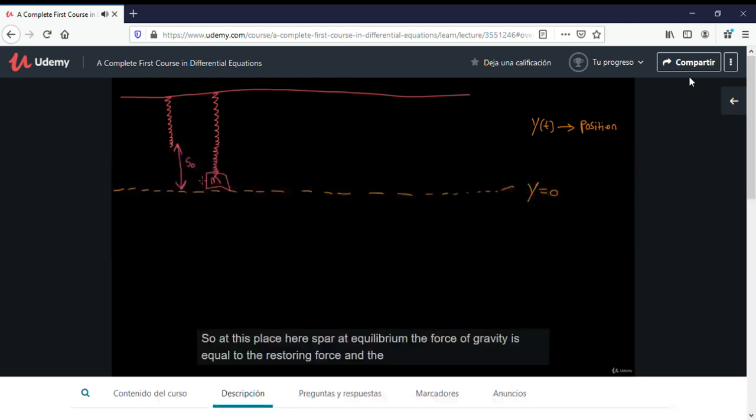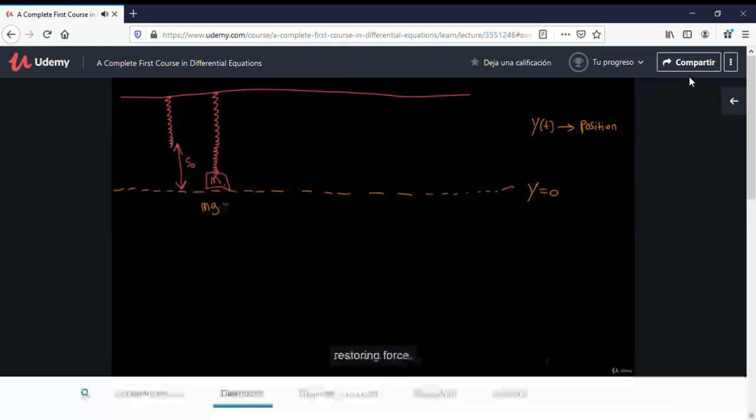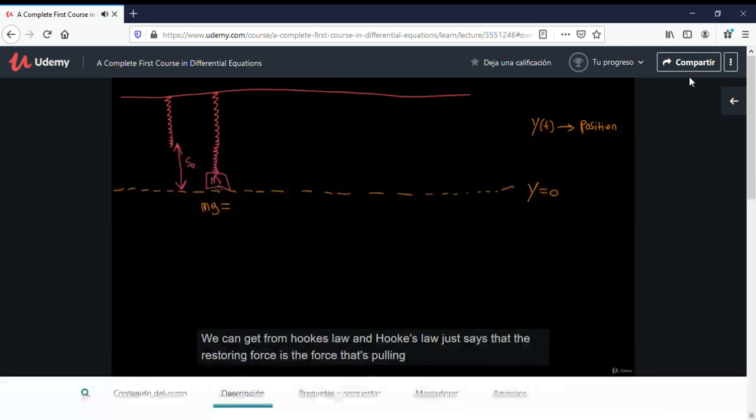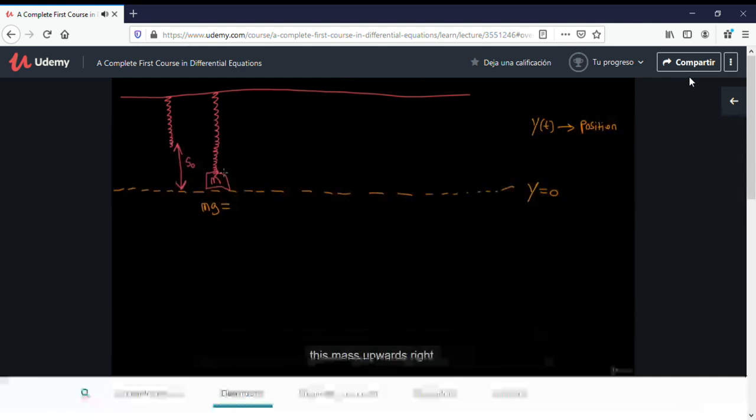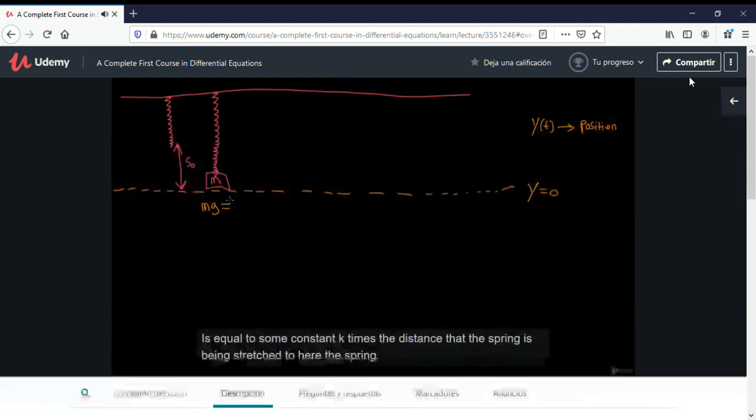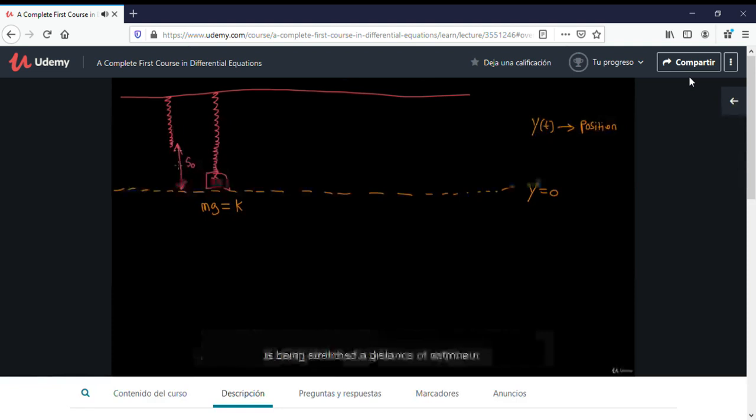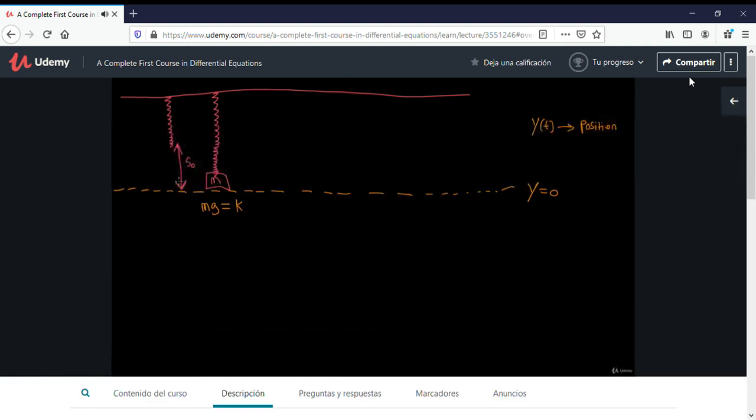So at this spot at equilibrium, the force of gravity is equal to the restoring force. The restoring force we can get from Hooke's law. Hooke's law just says that the restoring force, the force that's pulling this mass upwards, is equal to some constant k times the distance that the spring is being stretched. And here the spring is being stretched a distance of S naught.